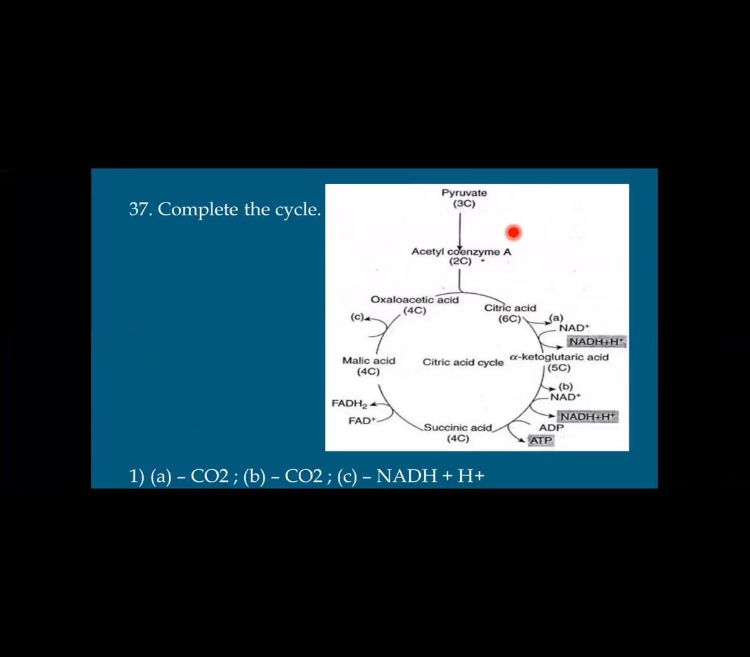This is the Krebs cycle you are well aware of. Pyruvate converting to acetyl-CoA. Acetyl-CoA combines with 4C to form 6C, citric acid. Citric acid forming alpha ketoglutarate with the liberation of A. So what is this A, children? This A is nothing but carbon dioxide, because 6C is converting into 5C. So definitely one CO2 is lost here. So A is carbon dioxide.